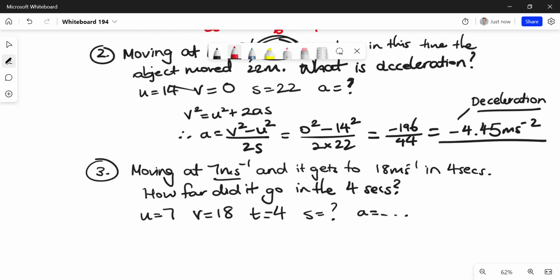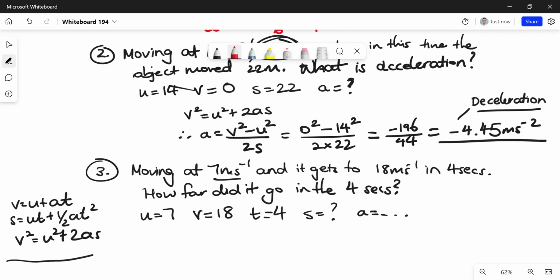Now, if I just rewrite the equations over here so we can see them, we're only going to be dealing with the first three, and that's because it's not a constant velocity. So V squared equals U squared plus 2AS. Hopefully you can notice that all three of those equations involve acceleration. And what that tells me straight away is I literally cannot find S without finding A. So that's actually the first thing that I need to do.